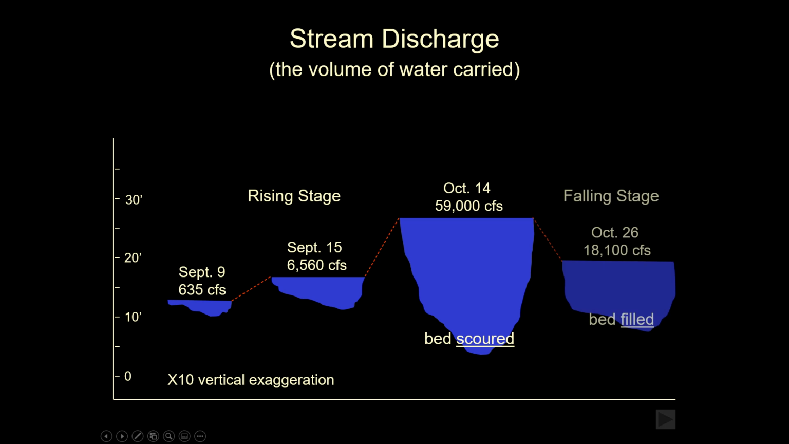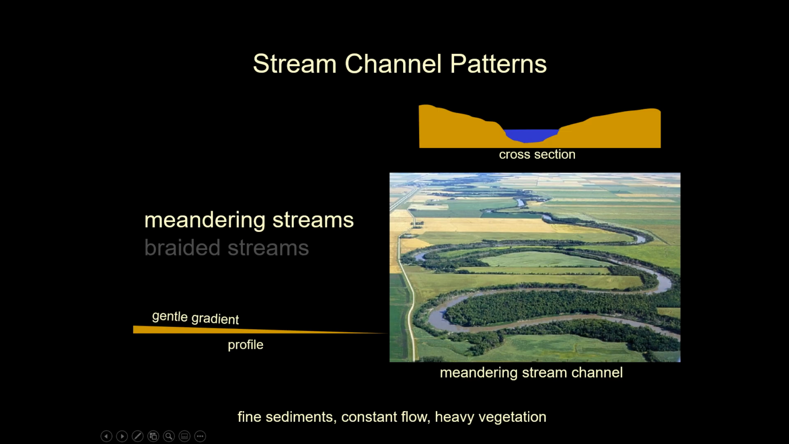So when we see a falling stage, so now the water level has fallen, we're back down to about 18,000 cubic feet per second, which is still a considerable amount. But notice it's not dug as deep down into the alluvium now. The bed has been filled.